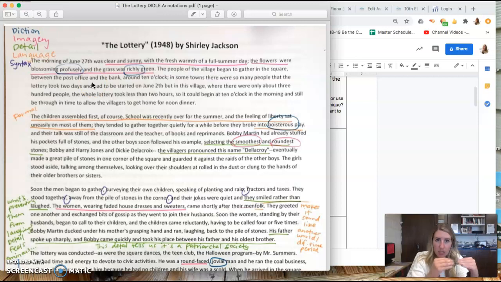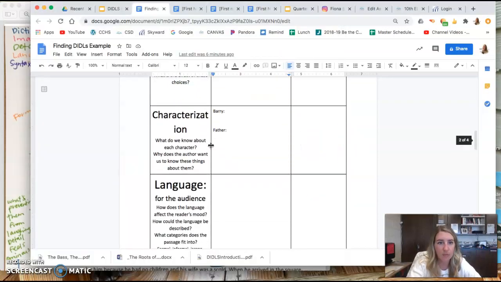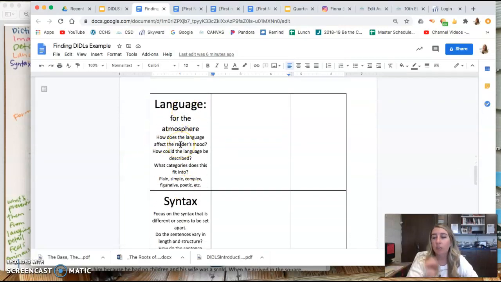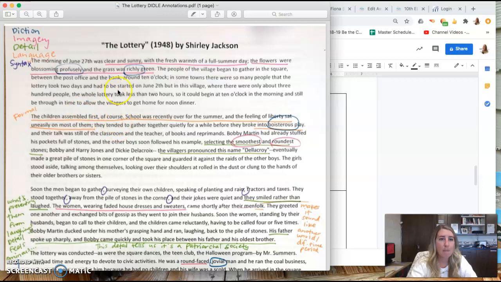If you can distinguish that it's language being used to create some type of mood, I don't mind which of those boxes it's in, whether it's language for the audience or language for the atmosphere. Don't get hung up on that. I'm not that worried about it. If you can identify what the language is for, it's got the examples in here. Like I said, ornate would fit in the language for atmosphere. There you go. So we could write those examples in here.